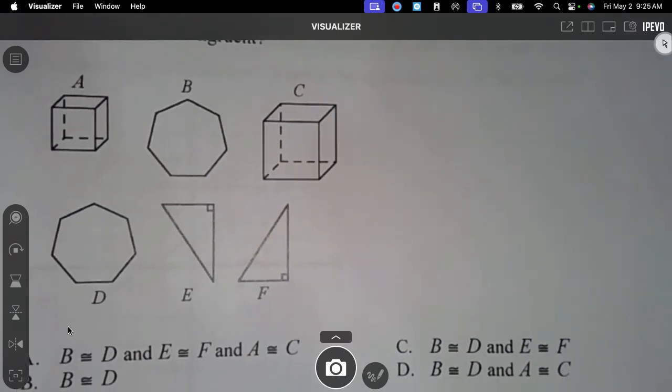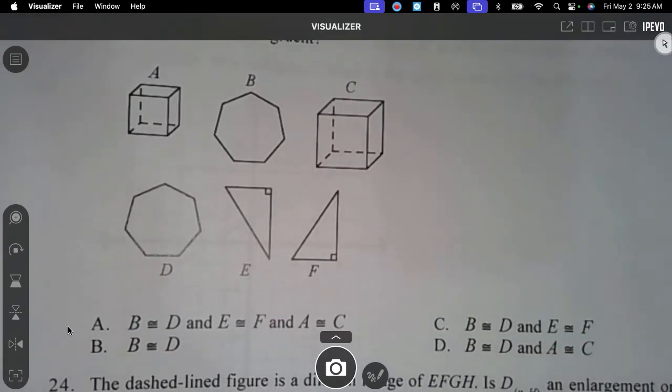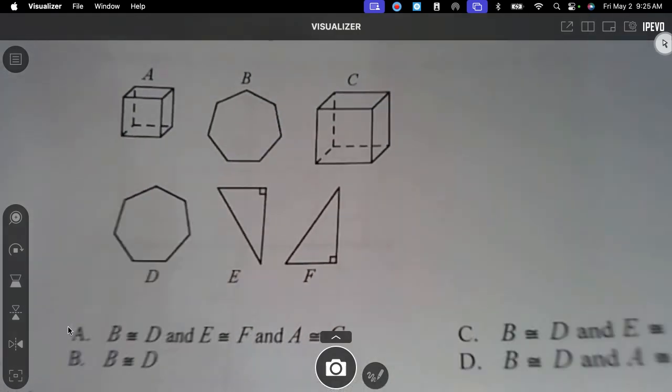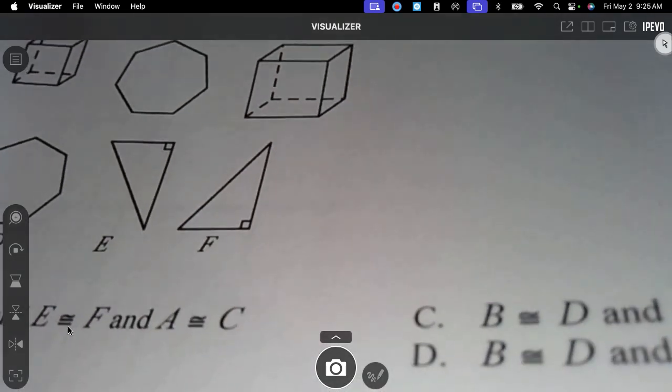Okay, number 23. This one says, same thing. Which ones of these are congruent? Are A and C congruent? No. Are B and D congruent? Yes. Are E and F congruent? Yes, I think so. So I think it's B, D, E, F. So that is C. Yeah. We're getting there.